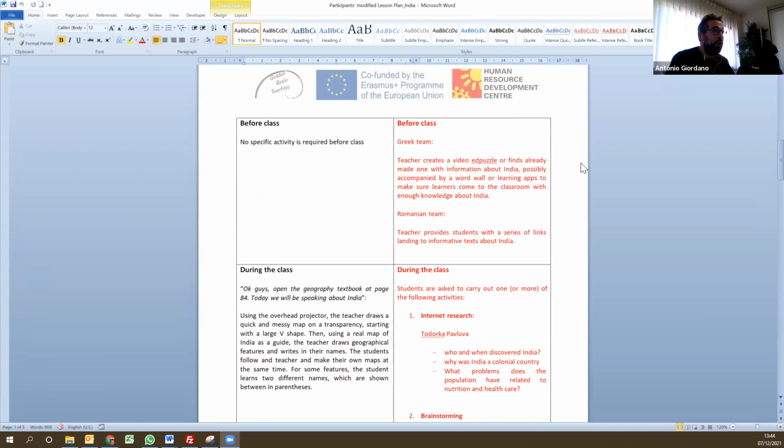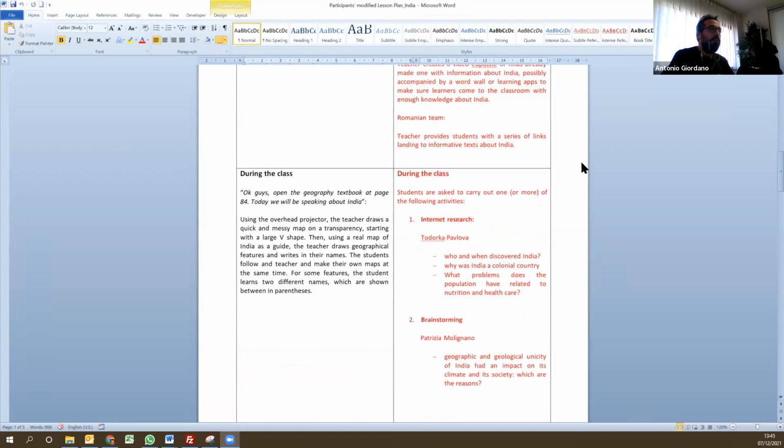For example, Todorka Pavlova suggested the following research to be done directly by the students on internet. Who and when discovered India? Why was India a colonial country? What problems does the population have related to nutrition and healthcare? So the first activity students could be engaged in is internet research. So on your own, do the following research on internet, which is doing homework in the classroom.